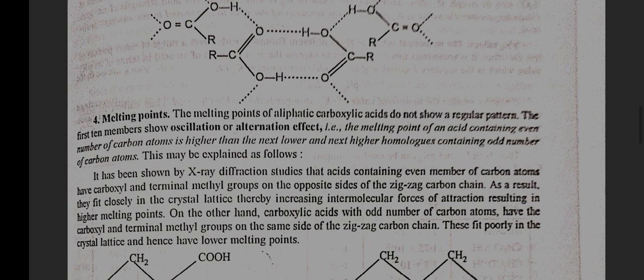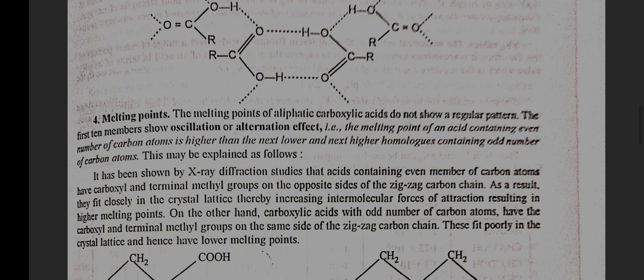and higher homologues containing an odd number of carbon atoms. This may be explained as follows. It has been shown by X-ray diffraction studies that acids containing an even number of carbon atoms have carboxyl and terminal methyl groups on the opposite sides of the zigzag carbon chain.